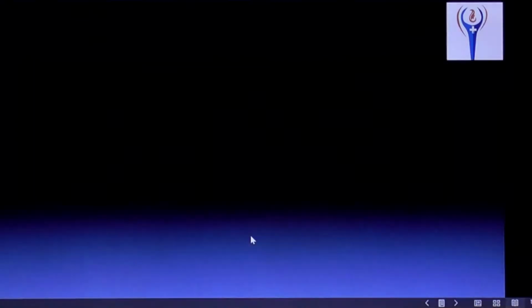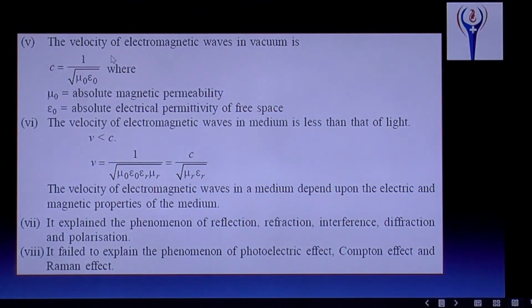And the velocity of electromagnetic waves in vacuum, C equals 1 by square root of mu naught epsilon naught. This was given by this theory only. What is C? C is the velocity of the electromagnetic wave in vacuum. Mu naught, what is mu naught? Mu naught is the magnetic permeability of free space, or absolute permeability. Epsilon naught is the permittivity of free space, or absolute permittivity.